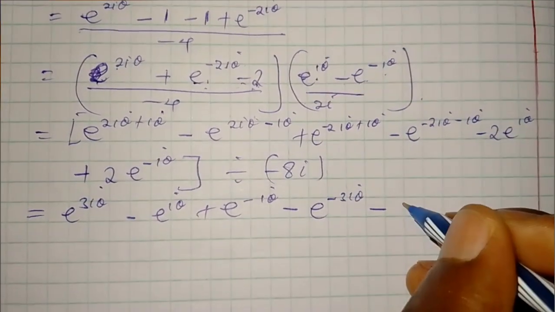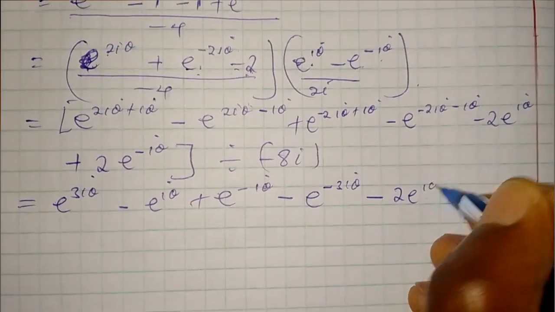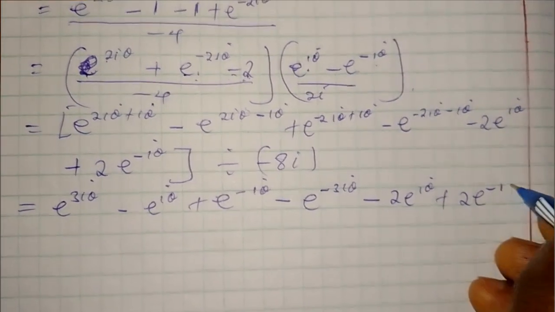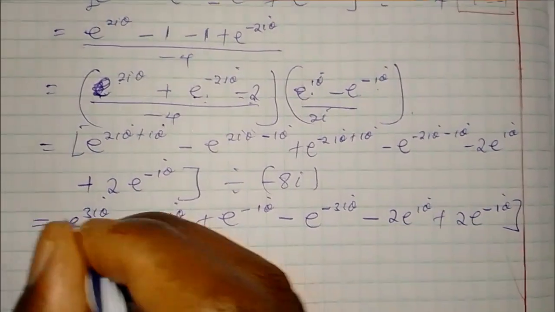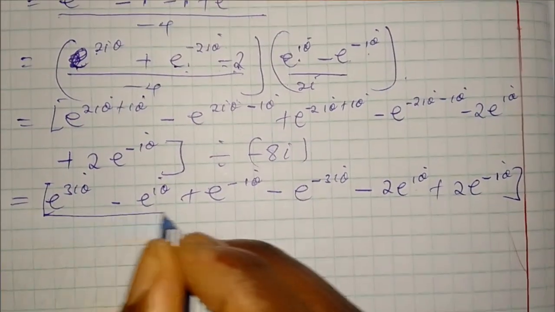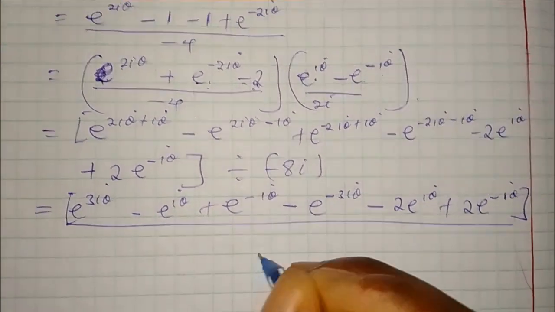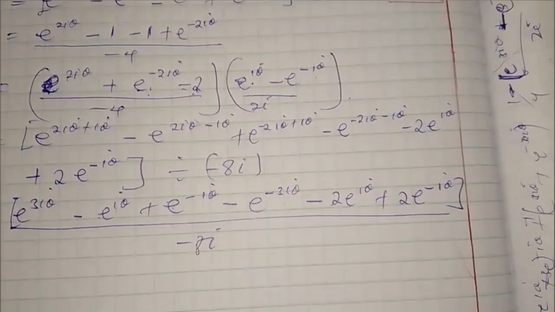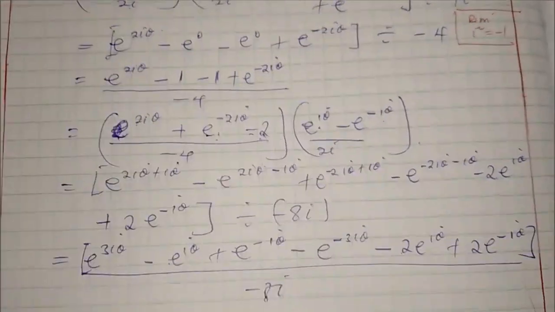They remain iθ plus 2 e raised power negative iθ. The whole of this we divide by negative 8i. After that, we collect like terms now.